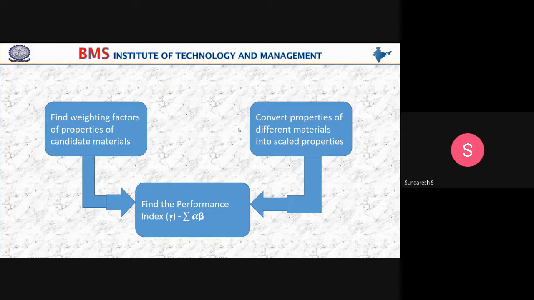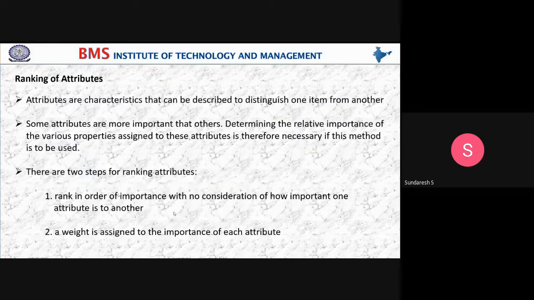And afterwards, we're going to start adding all those parameters, that is the product of alpha and beta, to get a summation of that. That will constitute the performance index gamma over here. Okay, this is how we generally calculate the performance index using the weighted properties method.